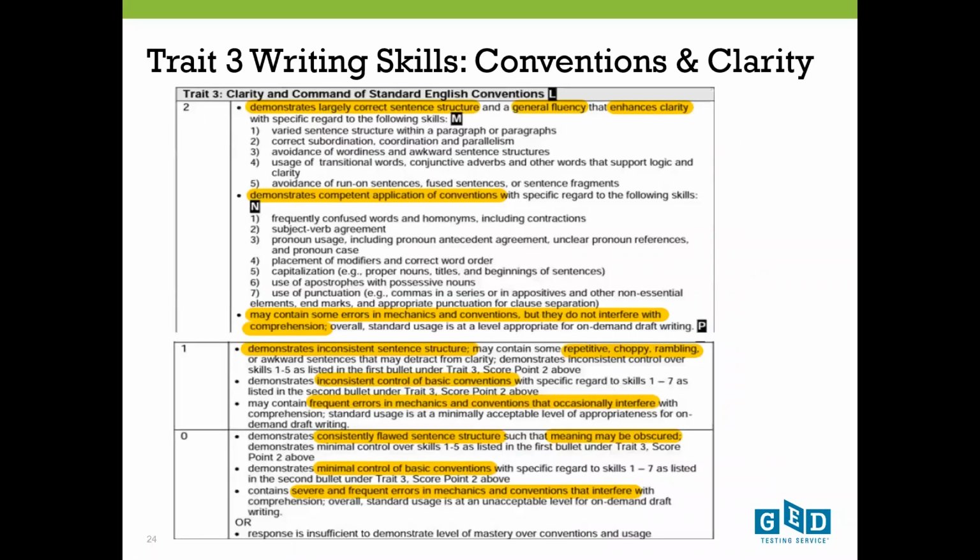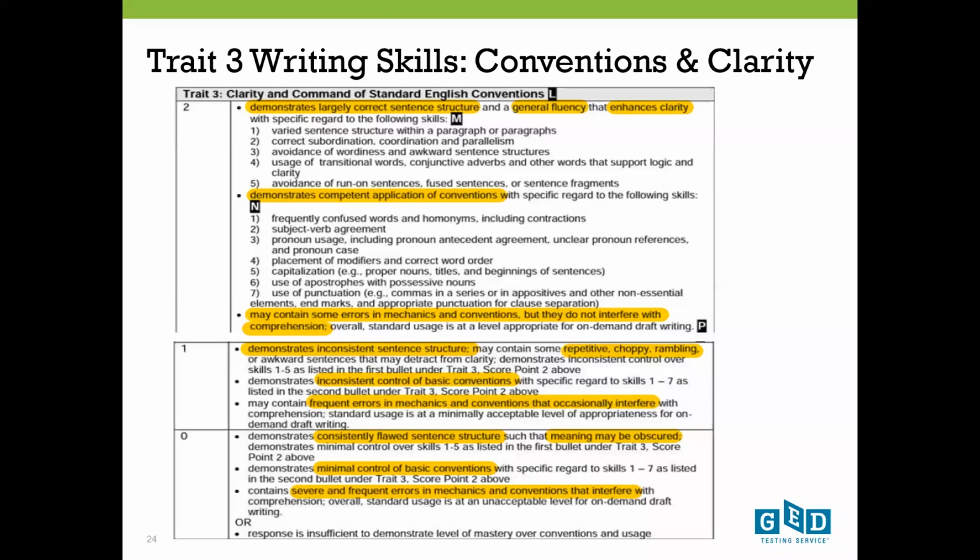So looking at the rubric for trait 3, which is conventions, standard English conventions and clarity, it's a little bit different because again, we have the 3 dimensions, but the first 2 dimensions or bullets actually give this list of examples. And so again, there's a lot of text on the trait 3 rubric, but it's pretty easy to internalize once you really dig in.